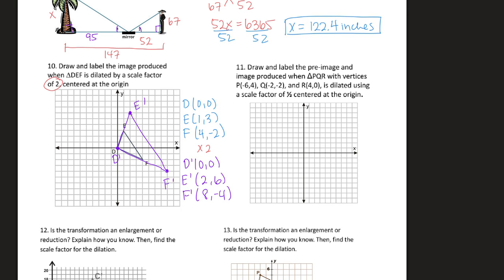All right, number 11, they want us to draw and label the pre-image and image. So first I'm going to plot my points. So P is negative 6, 4. Q is negative 2, negative 2. And R is 4, 0.